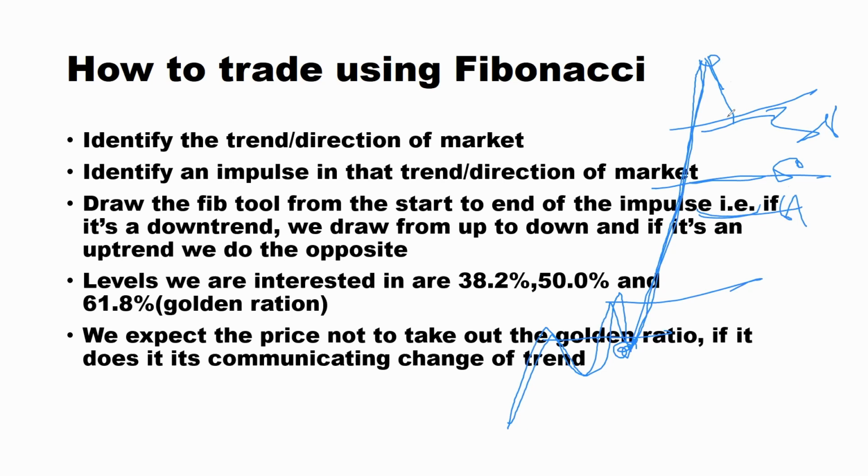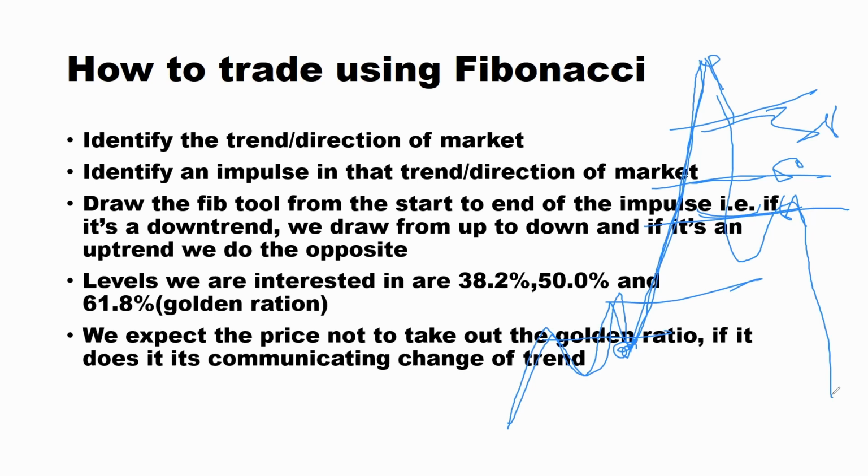Now, remember we say that we do not expect price to break this 61. The moment it breaks, I explained that price is communicating to you that I'm actually not interested in continuing up. There's a high possibility I'm going to now continue down. So this is how we trade using the Fib tool. Are we together? First, identify the trend or direction of the market. And in that trending market, identify an impulse. If it's not an impulse, do not draw your Fib tool. Are we together?